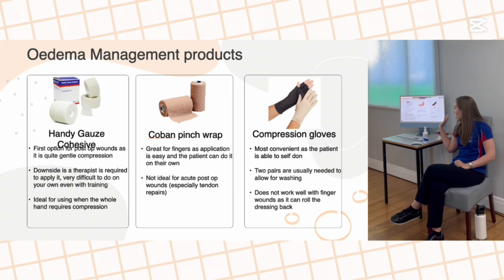And then the other option is compression gloves. It depends on how far along they are with their wound, but it's very convenient because the patient can take it on and off themselves. You typically need two pairs just so they can wash it, because it does get a bit sweaty in the hands and you can smell it pretty quick. But it doesn't work well with finger wounds or wounds that are quite high up on the hand, just because they will roll on and off when you're pulling the glove off. So it's better for more wrist wounds.